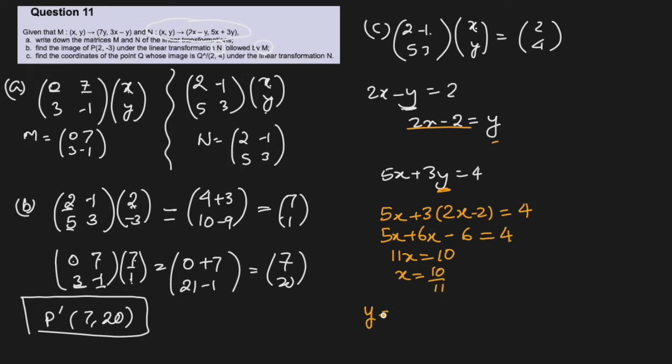What about y? Y is 2x minus 2. So 20 over 11 minus 2. Yeah. So 22, and minus 22 plus 20, minus 2 over 11. So this becomes, what is the question? Find the coordinates of the point Q. So Q is (10 over 11, comma, negative 2 over 11).